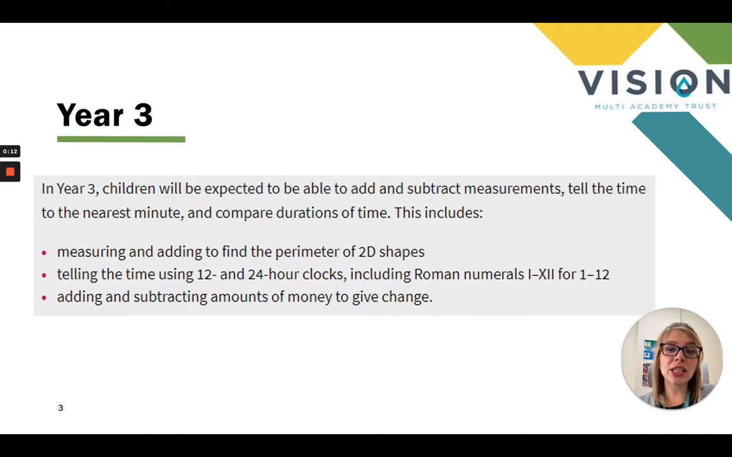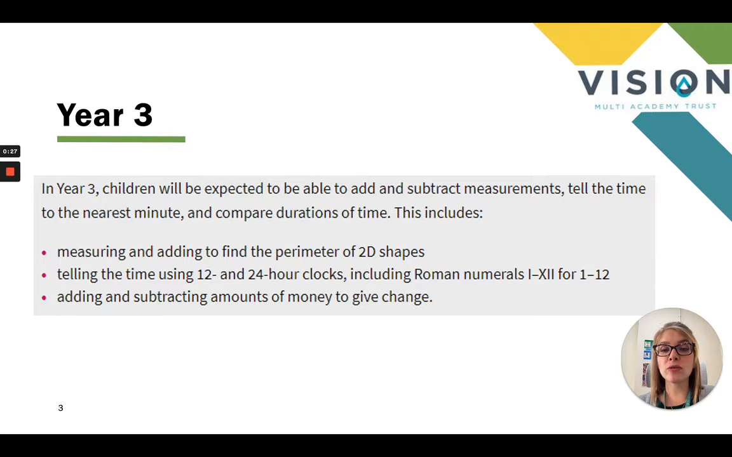So in year 3, children will be able to add and subtract measurements. You need to be able to tell the time to the nearest minute, as well as comparing durations of time. So you can see already how it's built upon year 1 and year 2 learning.